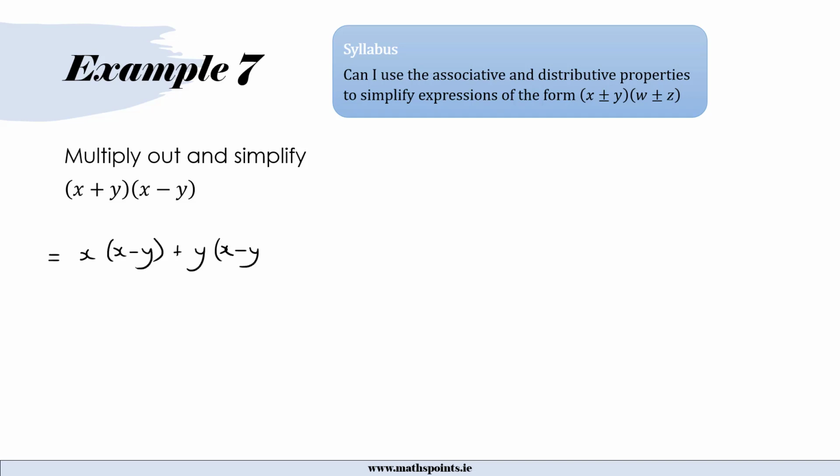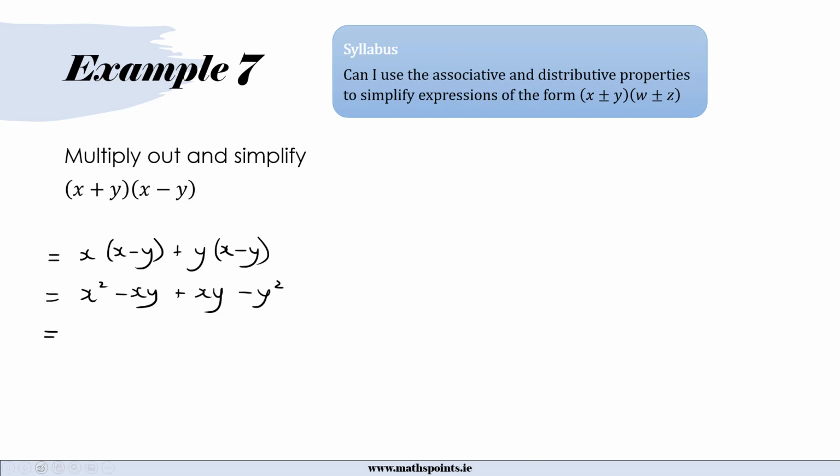So I've opened up the first bracket and multiplied each term in the first by each of the terms in the second. X by x is x squared. X by minus y is minus xy. Y by x, again, you might be tempted to write down yx, and technically that's correct, but we like to keep it in alphabetical order. So we write down plus xy rather than yx. And then y by minus y is minus y squared.